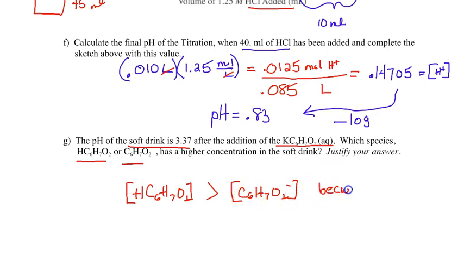Because when you add more H plus, you drive the reaction to make more conjugate acid, okay? Or you could say something like the concentrations of the conjugate acid and the conjugate base are equal at the half equivalence point. A pH of 3.37 is lower than that of the half equivalence point, so the protonated form, okay, has a higher concentration because you're driving it forward. Many ways to do that. So I hope this helped.